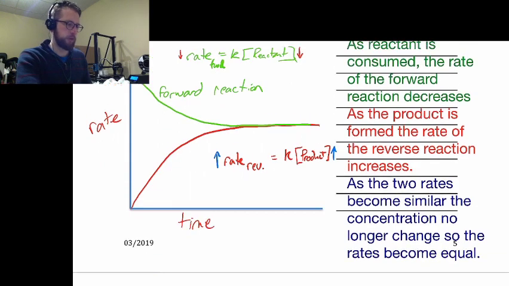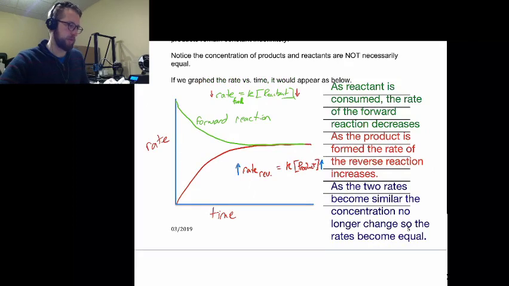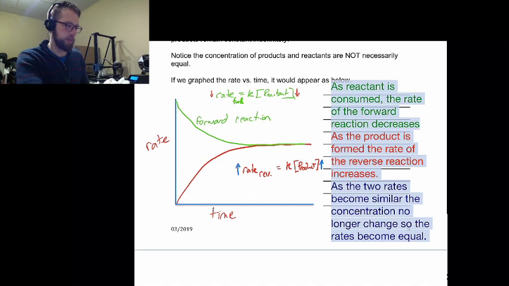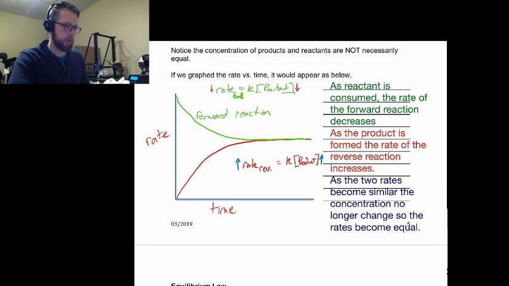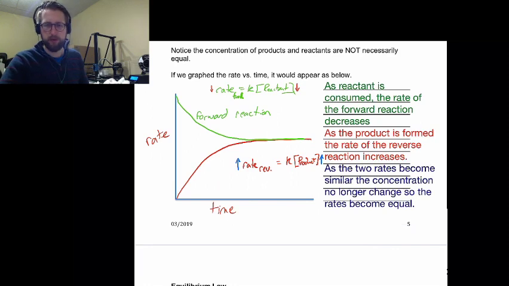So that's a pretty tricky concept. I will give you that. This initial idea can be a challenge to wrap your head around. So make sure you spend a couple of seconds thinking about this.